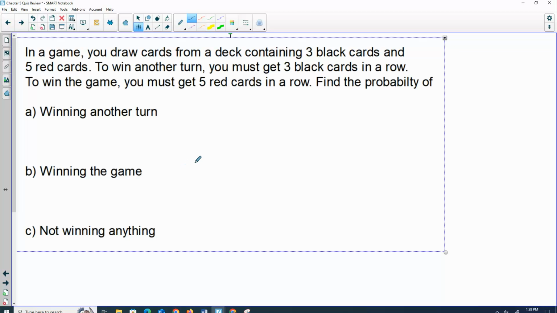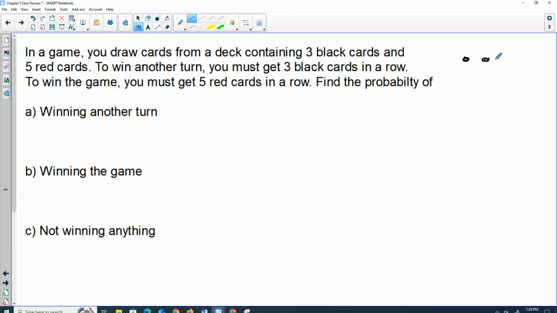Okay, in a game, you draw cards from a deck containing 3 black cards and 5 red cards. So I know, in my deck, I have 3 black ones, 5 red ones. To win a turn, you must get 3 black cards in a row. To win the game, you must get 5 red cards in a row. So find the probability of winning another turn.